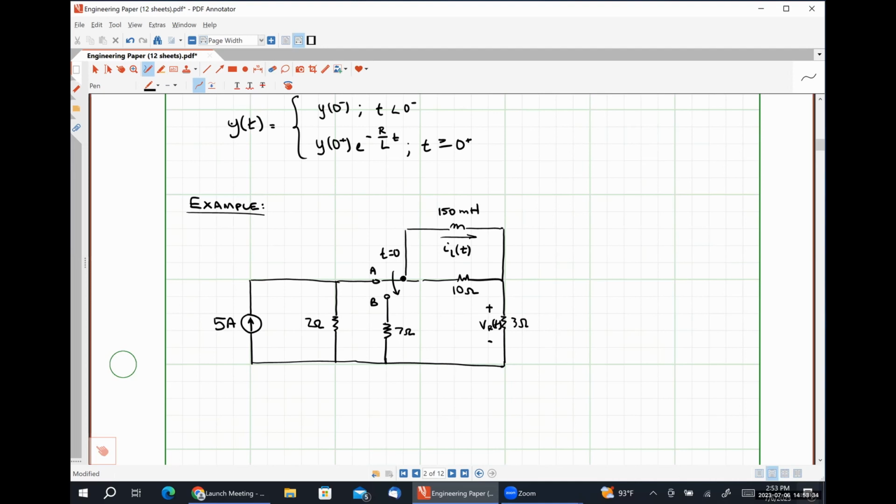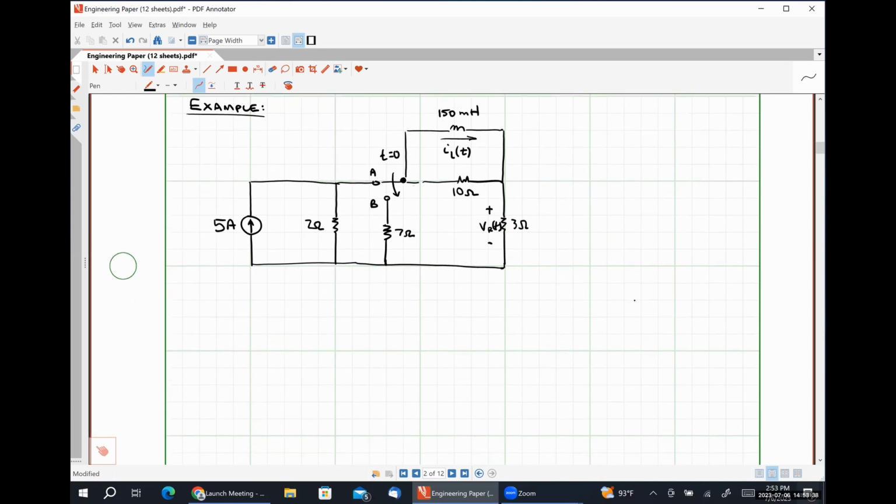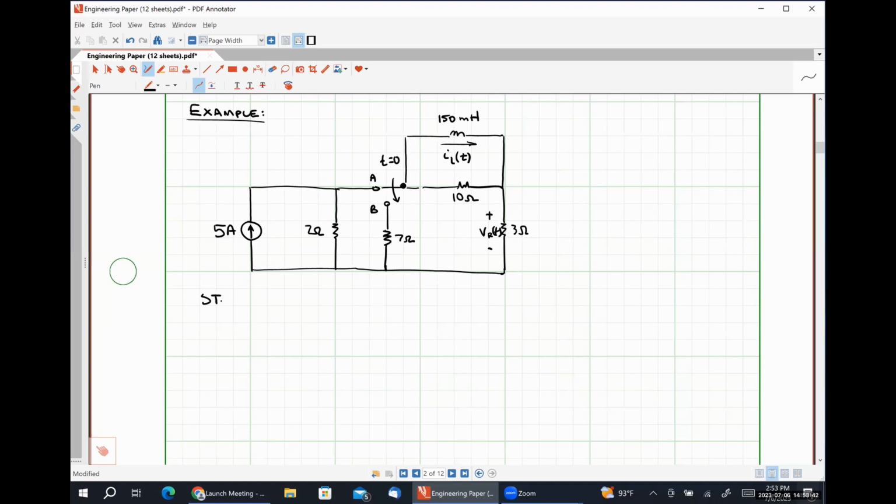Okay, so now I'm going to introduce you to my process here. Step number one is analyze the circuit at t equal to 0 minus. We always have to start by analyzing the circuit at t equal to 0 minus, specifically because we need to know what the inductor is doing at this point in time. Since the inductor current cannot change abruptly, we cannot correctly analyze the circuit at t equal to 0 plus unless we know what's going on at t equal to 0 minus.